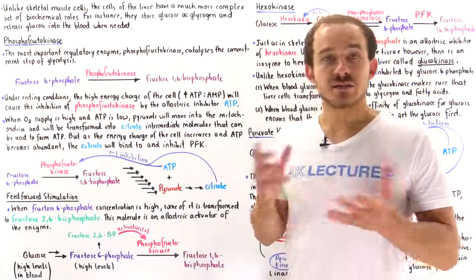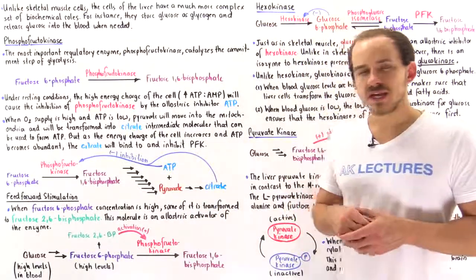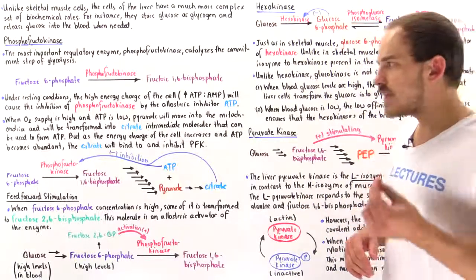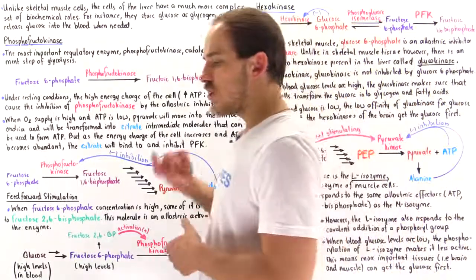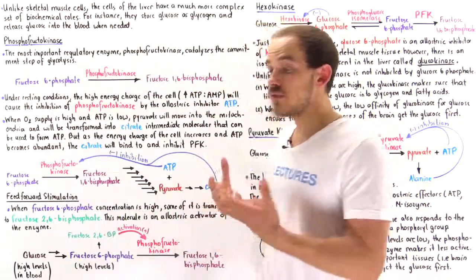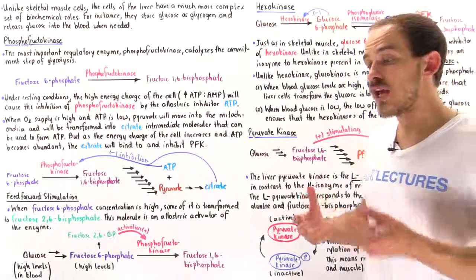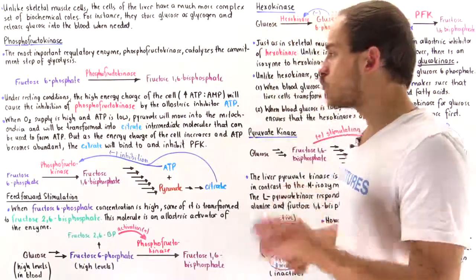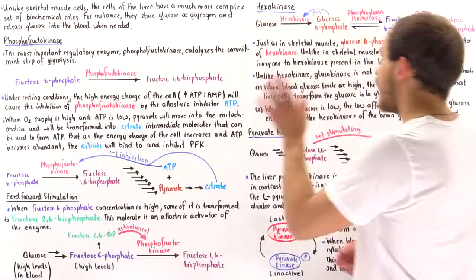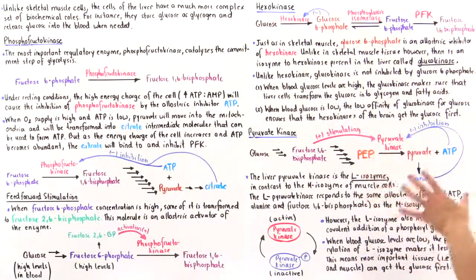Previously, we discussed how skeletal muscle cells of our body can regulate the process of glycolysis. In that discussion, we said there are three major regulatory points in glycolysis, and these three regulatory points are some of the enzymes that regulate that process. So we have phosphofructokinase, hexokinase, and pyruvate kinase.